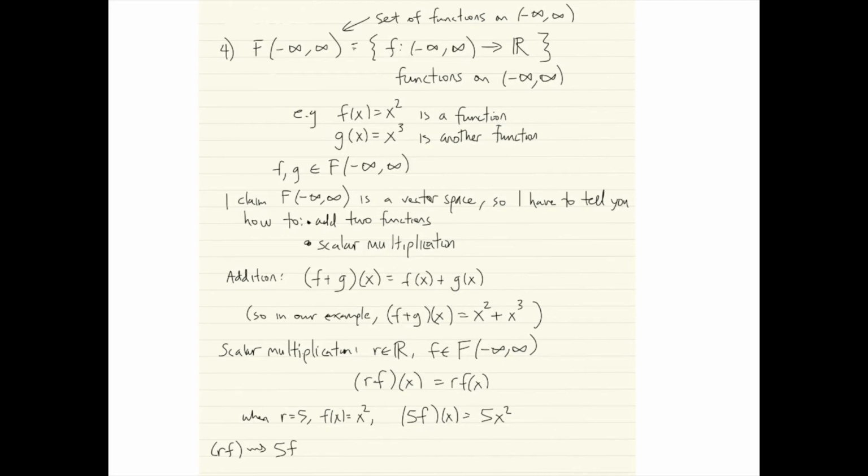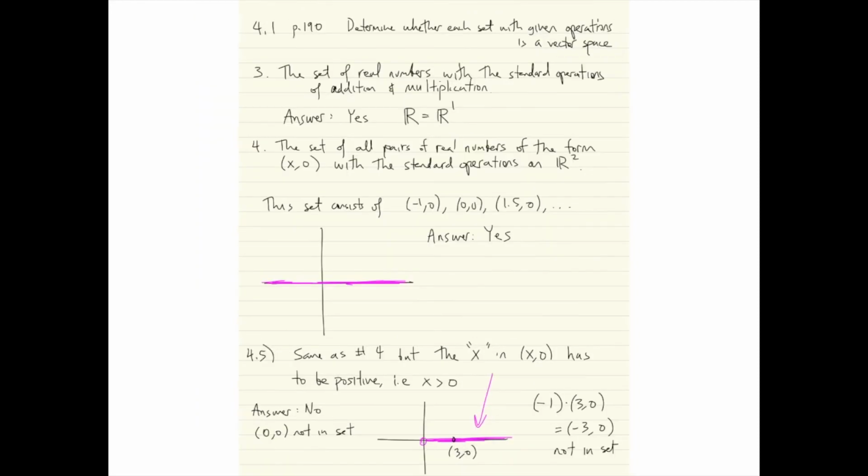But for the most part, we won't worry too much about this function space. Most of our vector spaces will be what's called finite dimensional, and those are the ones that are isomorphic to R^n. So if you're just comfortable with the R^n vector space, that's just fine. All right, let's do some problems from section 4.1.